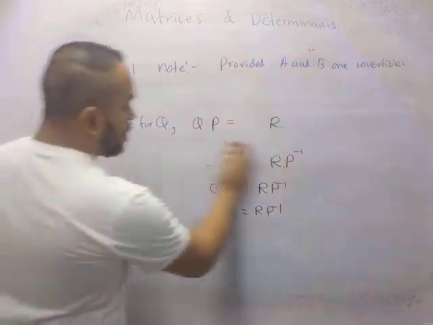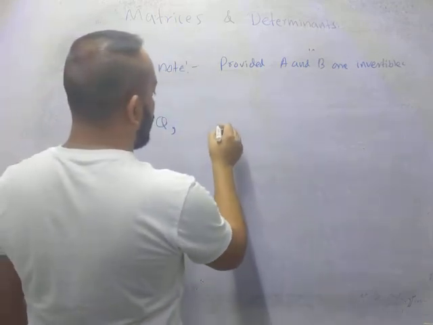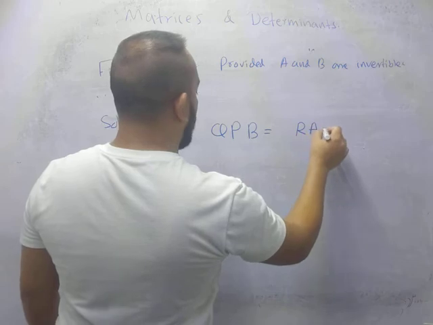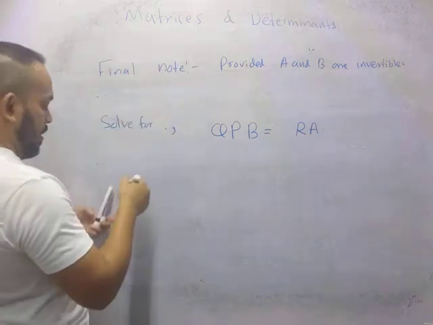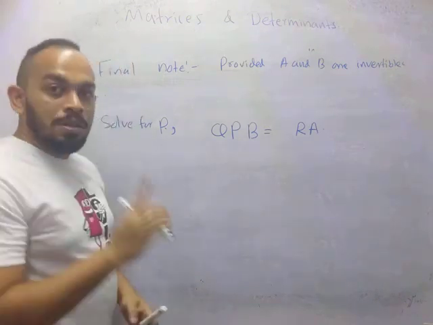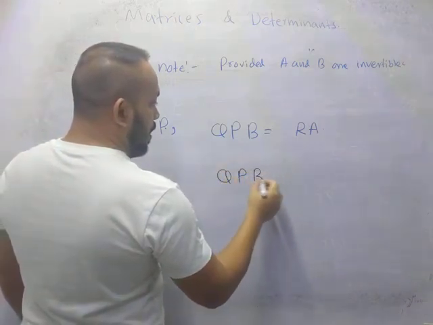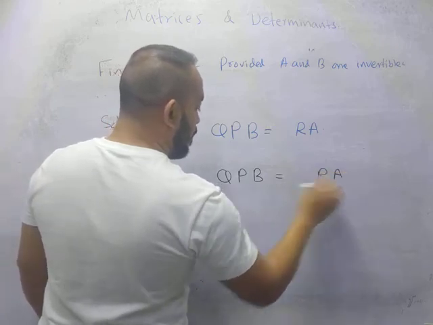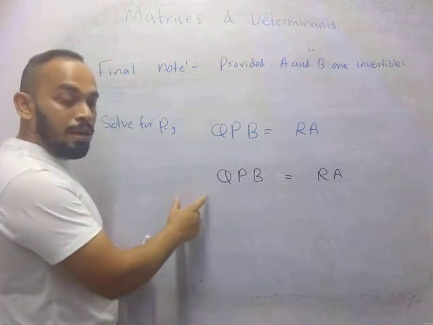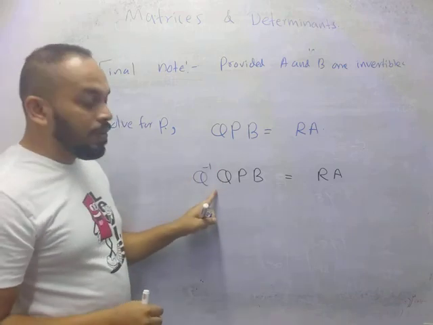Let's look at another one. So let's solve for P in this case. Now notice here, P is in the middle, right? P is in the middle. So this is what I'm going to do. Q, P, B equals R, A. Now to get rid of Q, you have to multiply by Q inverse from the left. So Q inverse. Then this will become I.